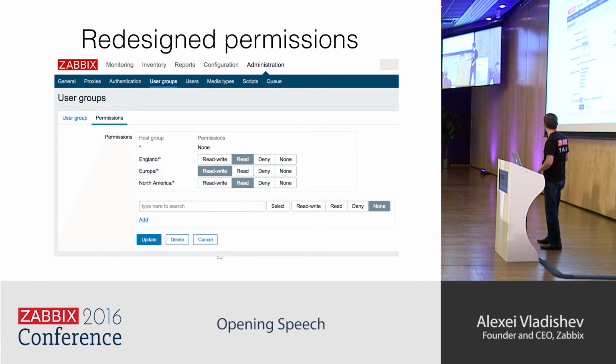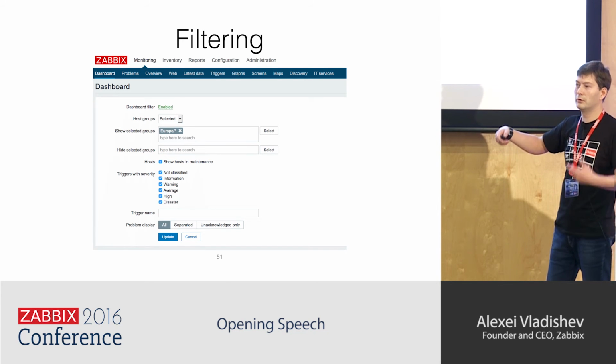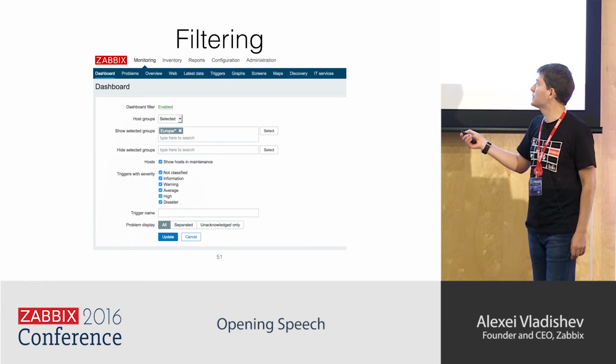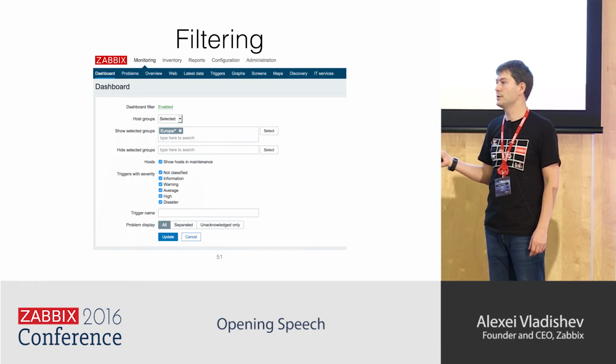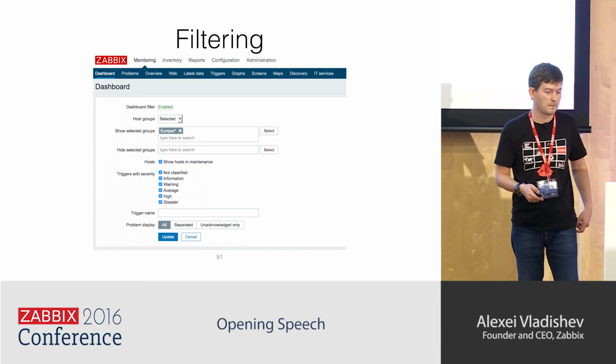We also use nested groups in filtering. For example, this is a dashboard filter. If I'd like to see problems coming from Europe and European countries, European cities, I just set up a filter, Europe/star. And that's it. Okay, so that's very nice.